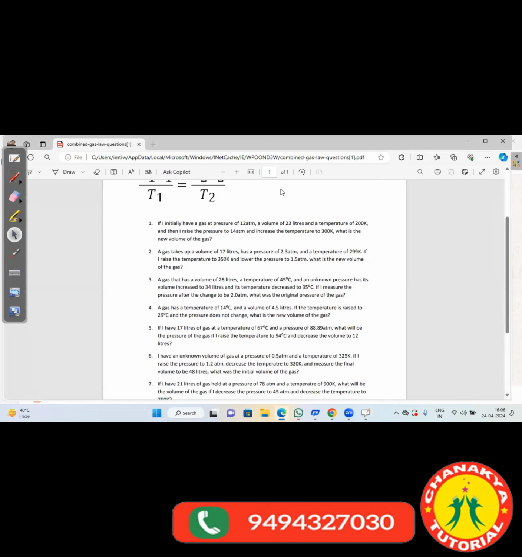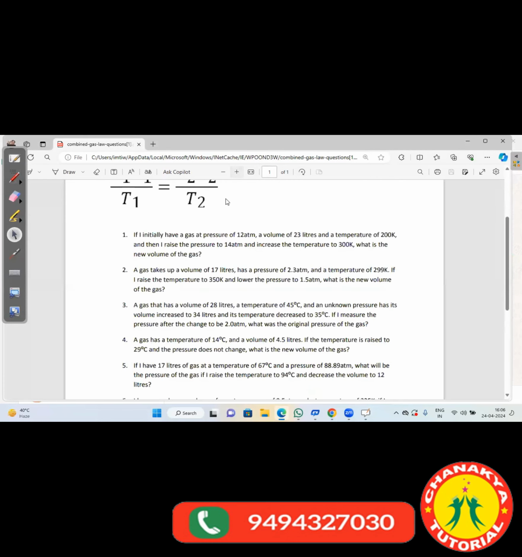If I initially have a gas at a pressure of 12 atmosphere, a volume of 23 liters, and a temperature of 200 Kelvin, then I raise the pressure to 14 atmosphere and increase the temperature to 300 Kelvin. What is the new volume of the gas? Can you find it out? You just have to use the equation of state.